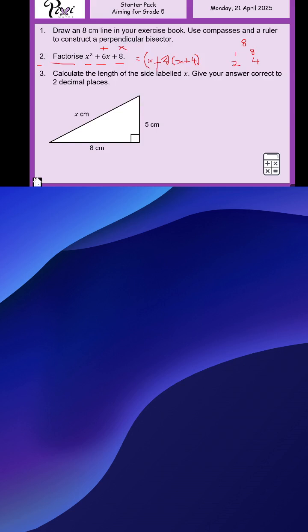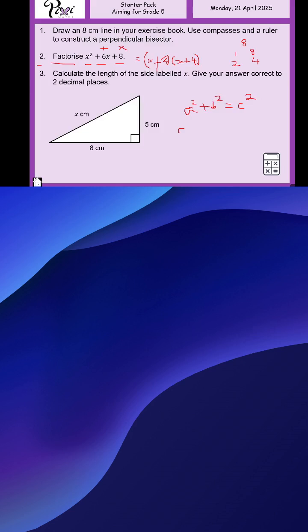Calculate the length of the side labeled x. Give your answer to 2 decimal places. So we've got a right angle triangle. We're going to have a squared plus b squared is equal to c squared, using the Pythagoras theorem for right angled triangles. We square the two shorter sides, add them together, and that will be equal to the square of the longer side, or what we call the hypotenuse.